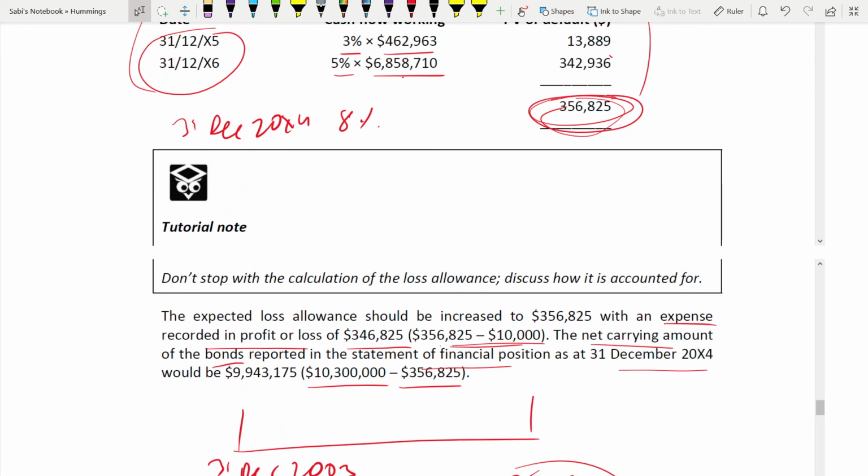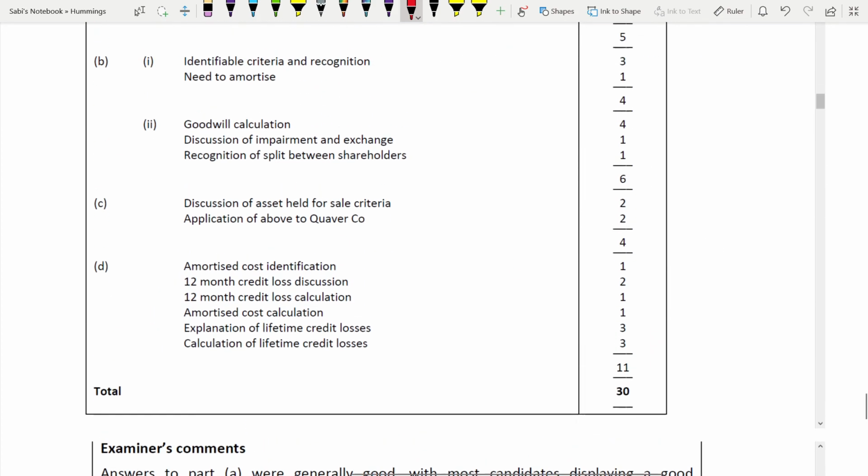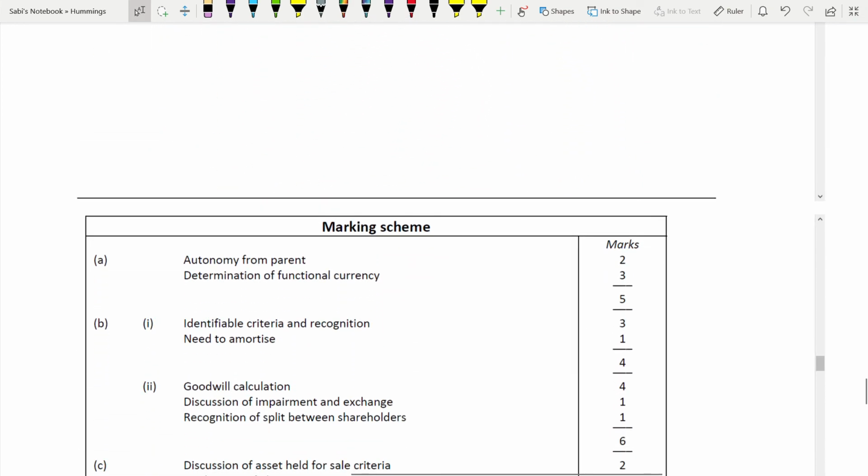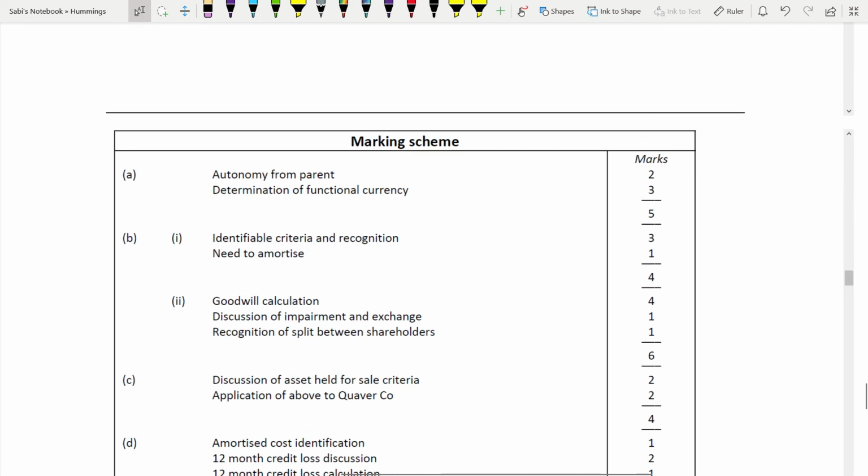356,825 and get this amount. That means at the end it will be 9,943,175. It reduced from 10 million because of impairment. That means you will receive less now, less cash flow. So that's it for question number 2. Now let us go to the marking scheme and the examiner comment, because it's very important.